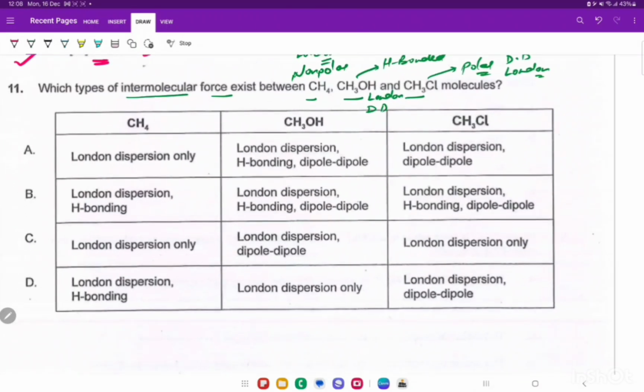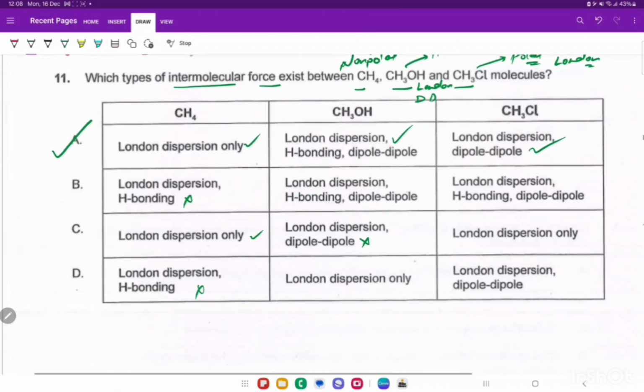Let us check. London dispersion only. It is CH4, it's correct. Methanol, it is London dispersion, hydrogen bonding and dipole-dipole, all three correct. CH3Cl, London dispersion and dipole-dipole, correct. It means all three are correct. Answer is A. If you want to go to the next option, you can see London dispersion, hydrogen bonding not present. London dispersion only present. London dispersion and dipole-dipole in methanol. There should be hydrogen bonding also, therefore it is incorrect. London dispersion hydrogen bonding incorrect. It means my option A is 100% correct.